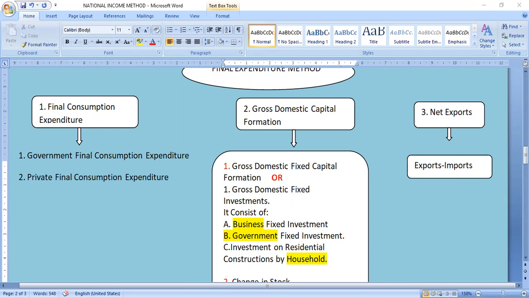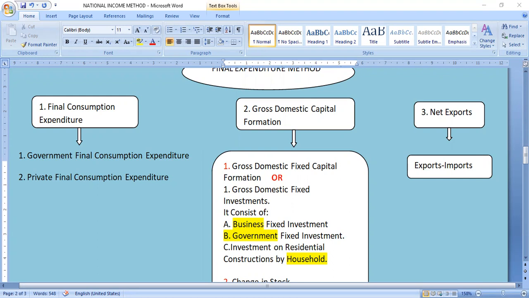Today the next method, the final expenditure method. Let's see the final expenditure method. There are three methods: one is the production method, the income method, and the last is the expenditure method. According to this method, national income is measured in terms of expenditure on the purchase of final goods and services produced in the economy during an accounting year.